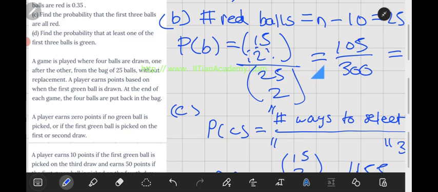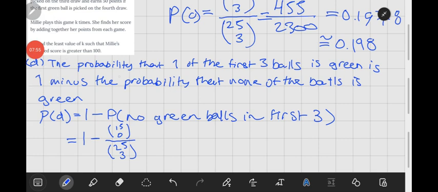At least one. Okay. So to answer this, the probability that at least one of the first three balls is green will be 1 minus the probability that none of the balls are green. Okay, so 1 minus the probability that no balls are green in the first three.